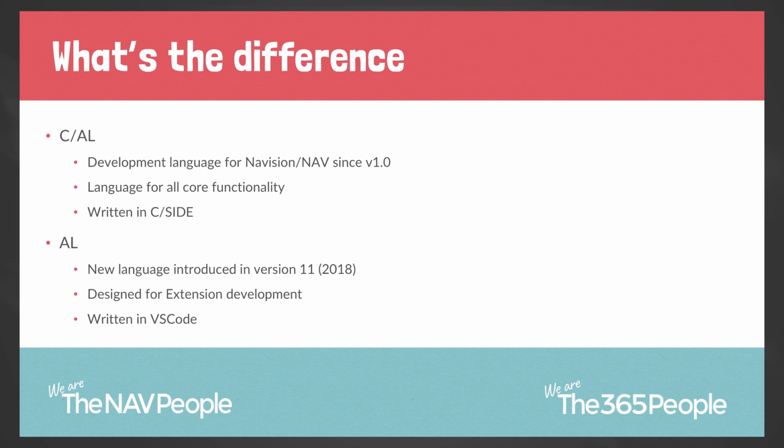AL, on the other hand, is a new language introduced in NAV 2018 or version 11, and its design is specifically for extension development. That means there's a lot of tools and functionalities in there that help us write extensions for Business Central and NAV. It's written in an application called VS Code. This is a new Microsoft development environment, and it's not just for AL development. It's a tool that's used by JavaScript, PHP developers, and onwards. It's becoming very much an industry standard development environment.